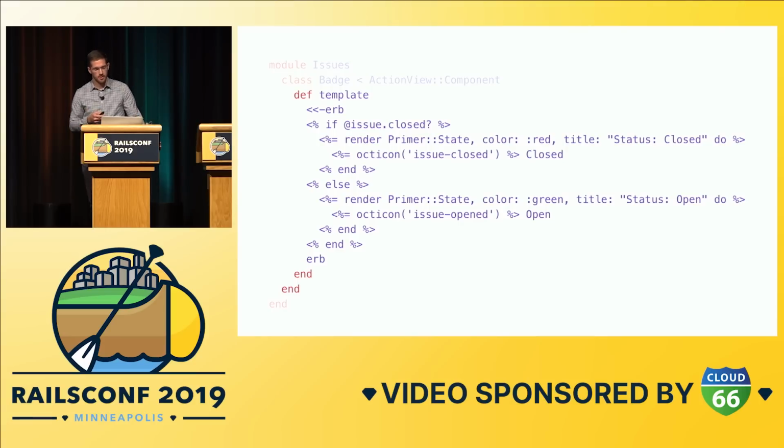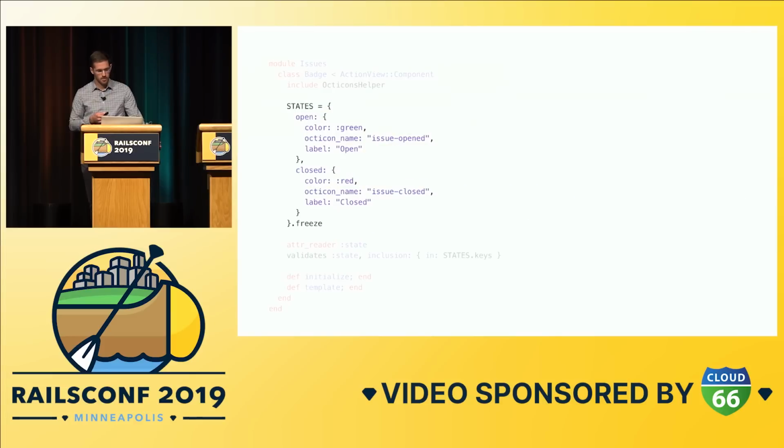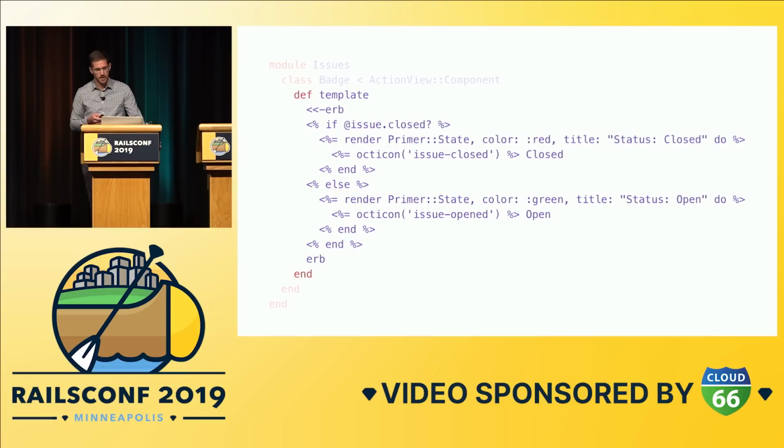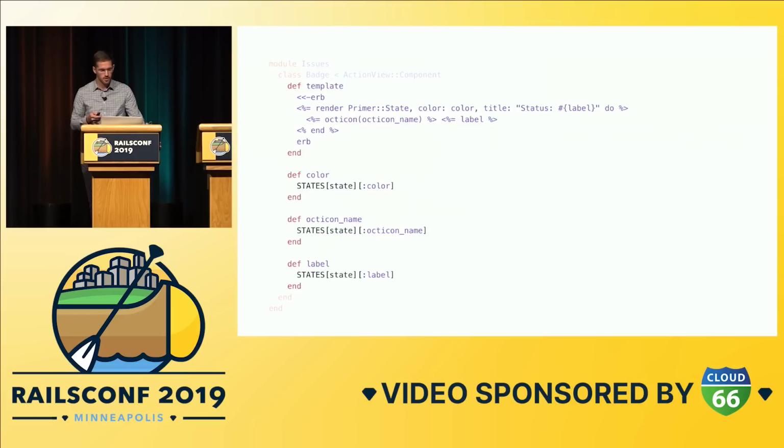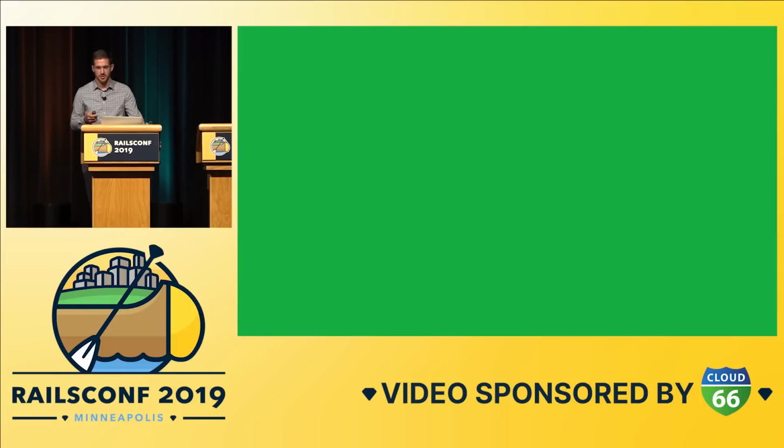But then looking at our template, what if we could extract each branch of this to just be derived from the value of state? We could clearly express the relationship between the state and the combination of color, icon name, and label. And then we can take our template and extract the values from the constant instead of having nearly duplicate branches of our template. So let's run our tests, and we're still green.